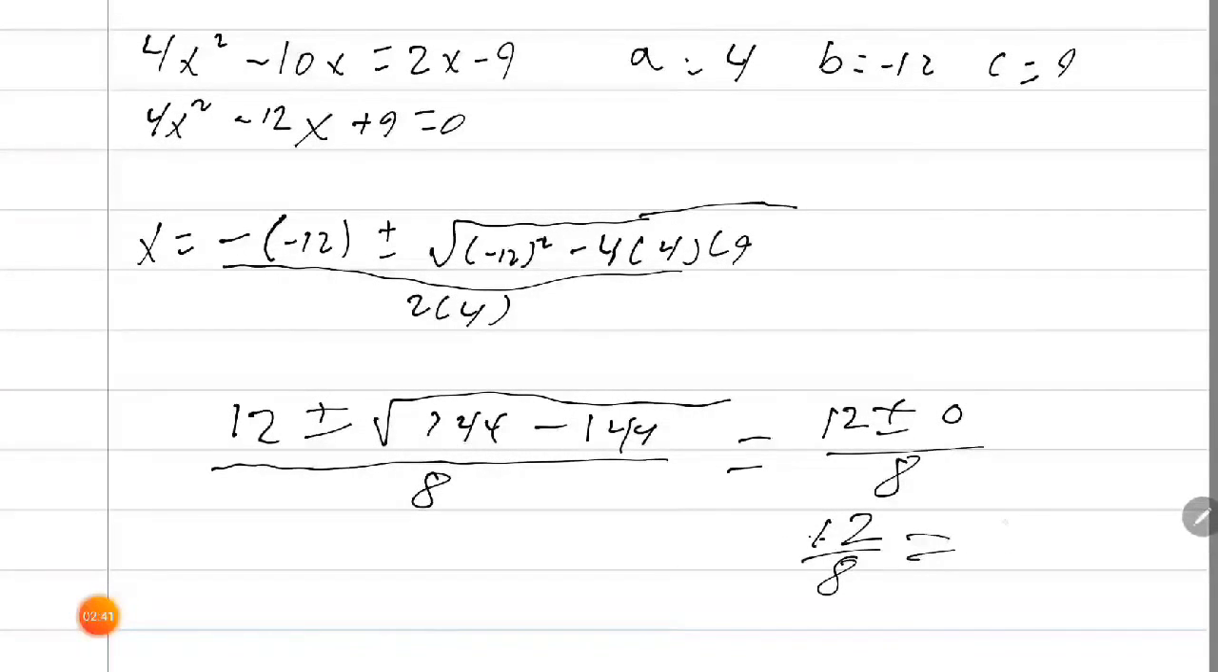We can reduce that to 3 over 2. So our x equals 3/2. So this time, we didn't have 2 answers. We only had 1. Let's move on to the next example.